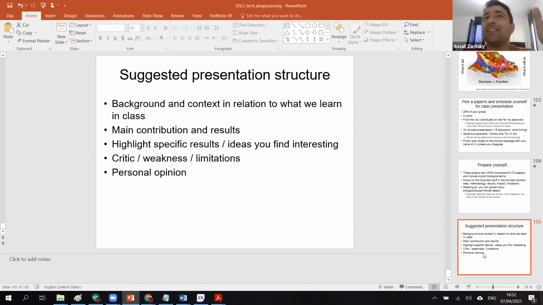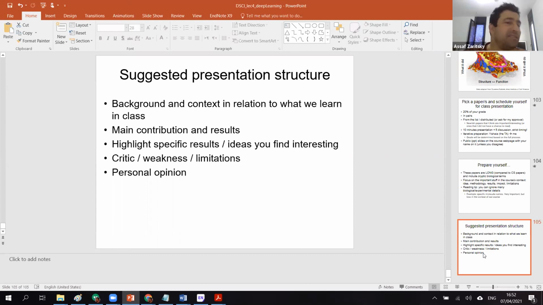What is this about? Is it about image reconstruction, image enhancement? Is it about in silico labeling, what I just showed you now? How do you connect it to what we learn in class? Why is it cool and important? What are the main contributions to the field, and what are the cool results that you must show? So highlight specific results. What are the cool ideas that were demonstrated here?